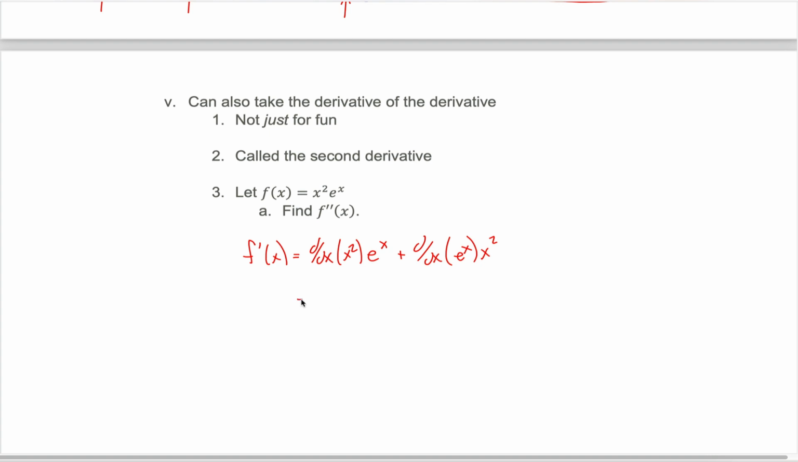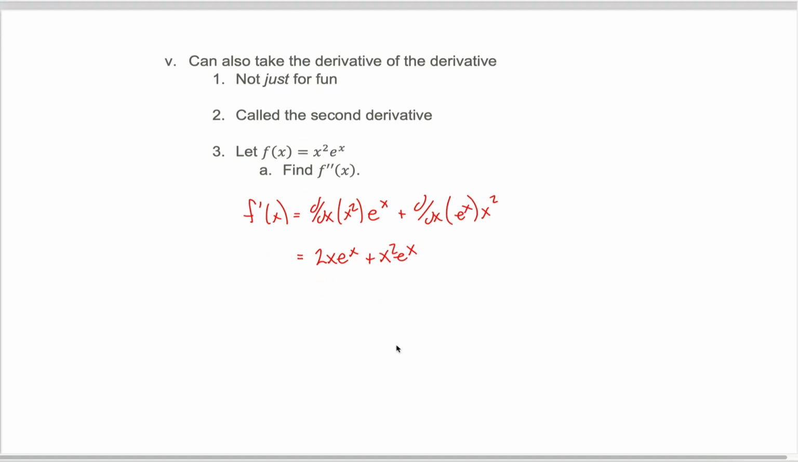Compared to some of the examples we've done in the last few problems, it's fairly straightforward. You might not even need to show this step. The derivative of x squared is 2 times x, so I get 2x e to the x as my first term, and then the derivative of e to the x is just e to the x, so I get x squared e to the x over here. Perfectly acceptable answer the way it's written.